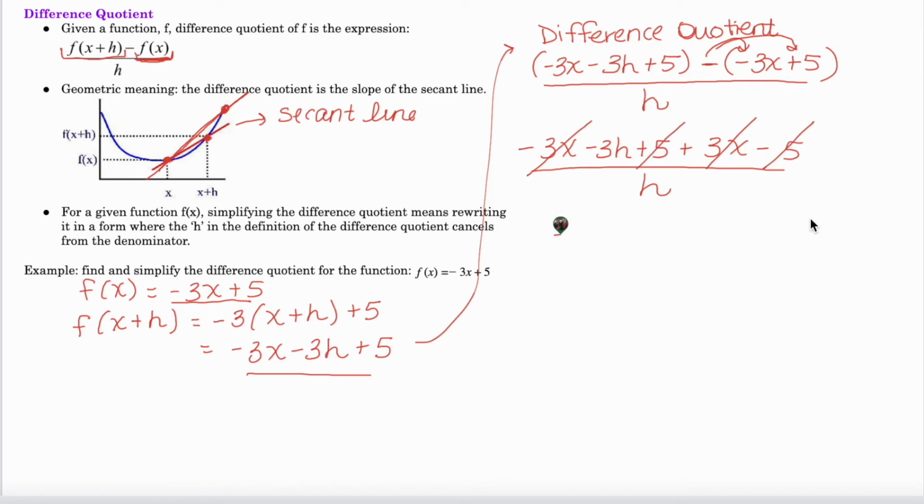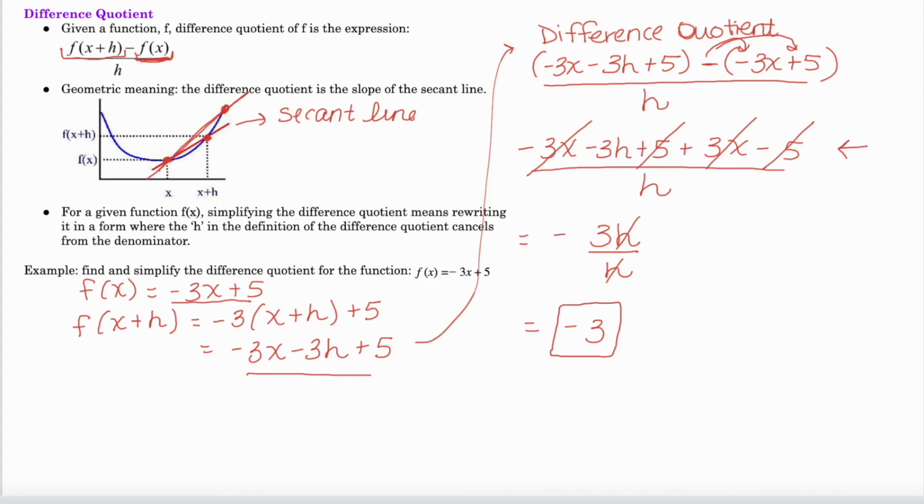I now have negative 3h over h left, which I can also eliminate because they are common factors in the numerator and denominator, which gives me negative 3. You can always expect that there will be something that will be crossed out in the numerator as you combine pieces together. It should be an expectation.